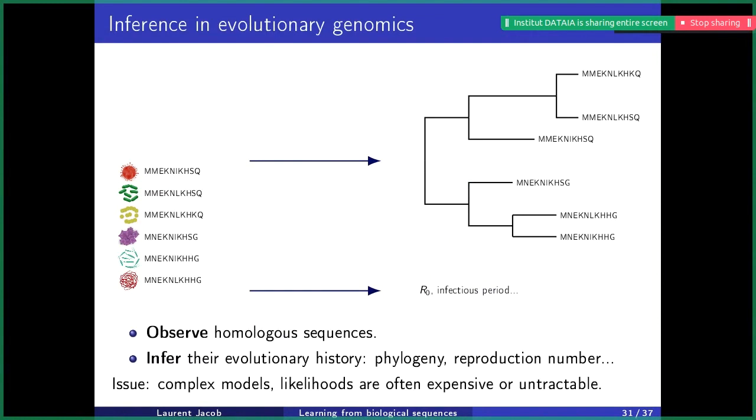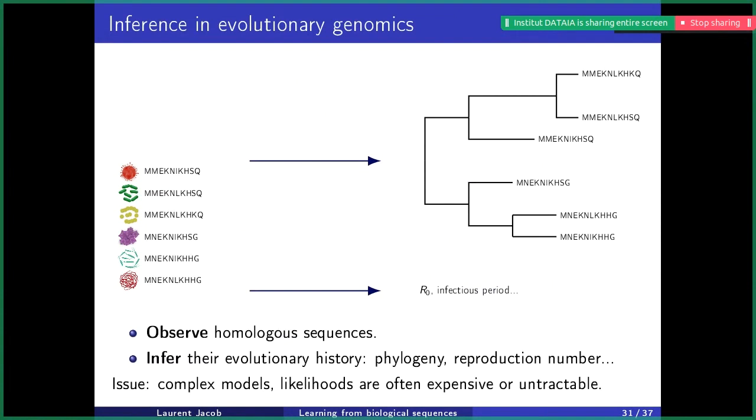I will focus on the parts that I look at in my work. One is the phylogeny. So you want to build the actual tree over which those evolved. You don't observe this tree, you just observe the tips. Or parameters of the evolutionary history, and I use that for epidemiology. So it's R0 that you may have heard of, the infectious period, etc.